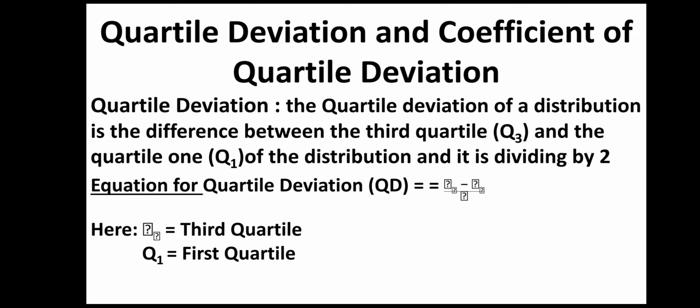Quartile deviation: we know that quartile means 4. The quartile deviation of a distribution is the difference between the third quartile and the first quartile. In simple form, we call it Q3 minus Q1 of the distribution, divided by 2. So the equation of the quartile deviation is Q3 minus Q1 divided by 2. Here, Q3 is the third quartile and Q1 is the first quartile.